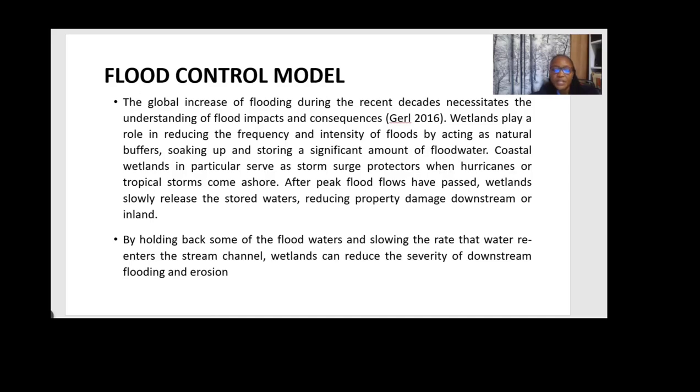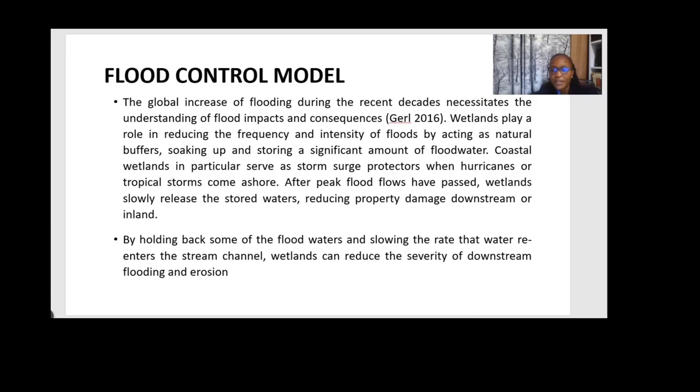And that is why we are saying that by holding back some of the flood waters and slowing the rate at which this water enters the stream channels, wetlands can reduce the severity of downstream flooding and erosion. Some of the areas that you find flooding to date is because maybe the wetlands that were there were converted into other ecosystems, possibly croplands, or even urban areas.